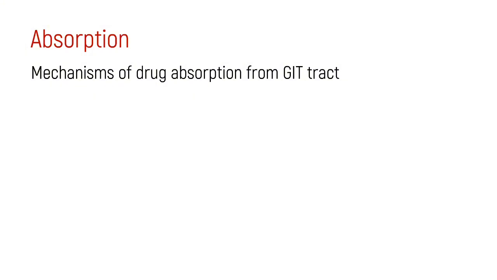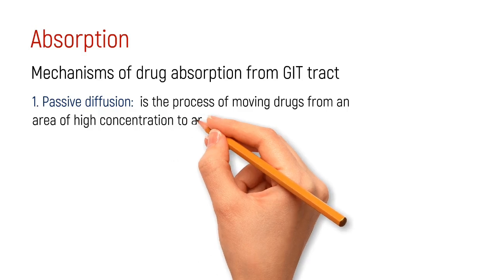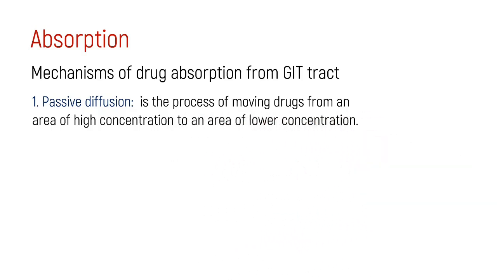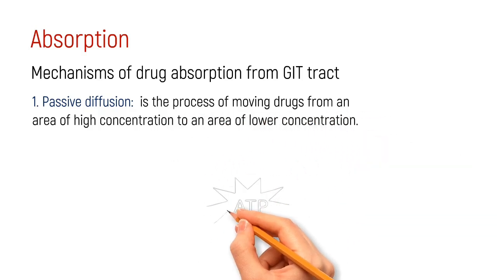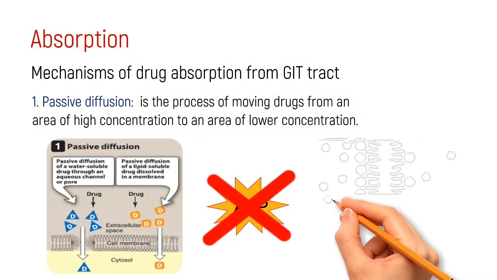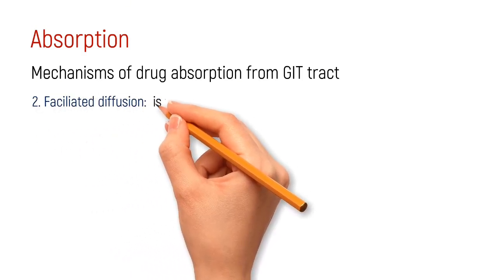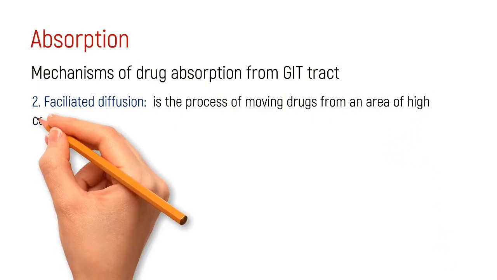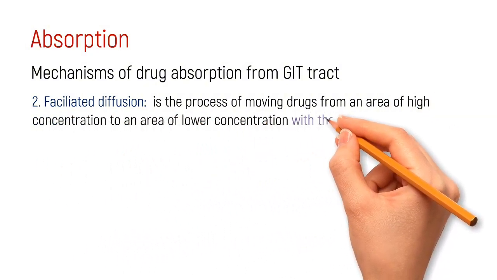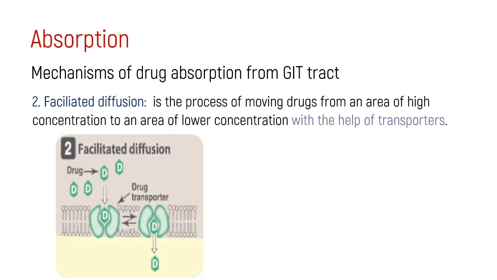The first process of drug absorption is passive diffusion, which is a process by which a drug moves across a cell membrane from an area of high concentration to an area of lower concentration without the use of energy, because the lipid-soluble drugs will dissolve the lipid bilayer of the cell membrane and water-soluble drugs will be absorbed through aqueous canals or pores. The second process of absorption is facilitated diffusion, which is a process by which drugs or other molecules move across a cell membrane, again from an area of high concentration to an area of lower concentration, but this time with the help of specific carrier proteins or transporters.